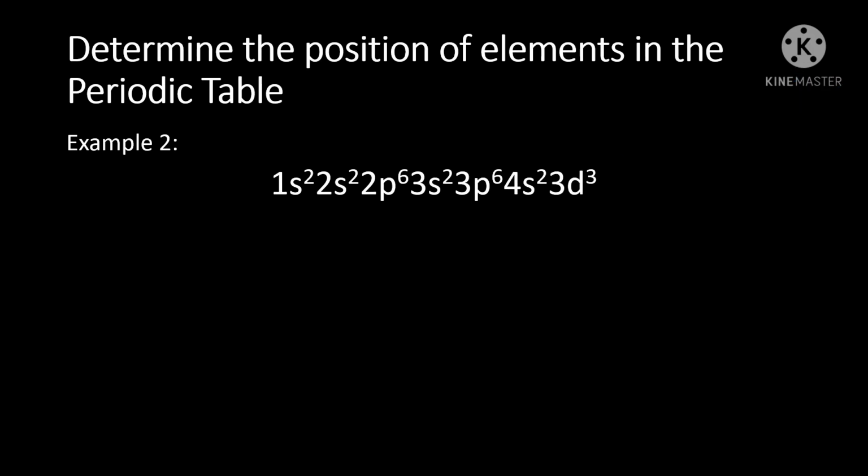Example 2 is the electronic configurations of another element. To determine the positions of this element in the periodic table, first we need to determine the block of the element. So the last electron for this element goes into the d subshell. Therefore, this element is a d block element. So for d block elements, it starts with group 3 until group 12.